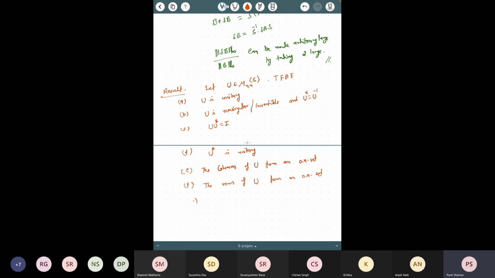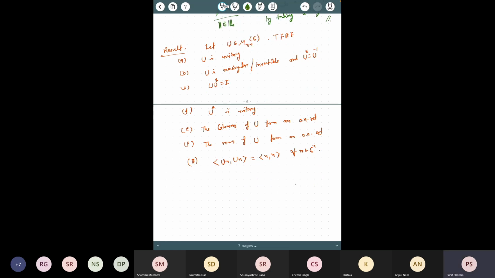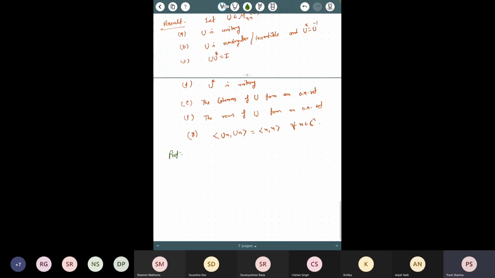Similarly, you can say that if the length of every vector, with respect to the standard inner product, is preserved, that is, the norm of Ux is equal to the norm of x for every vector x in Cn, then U is unitary. So all these properties are equivalent and they are standard properties for a unitary matrix. I'm not going to prove them. They are very easy also, so you can do it yourself. I will leave the proof as an exercise, because it is already done in some other course.